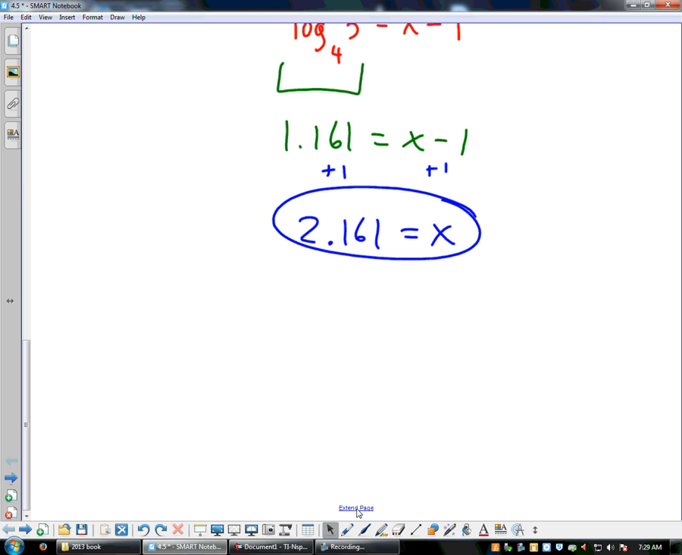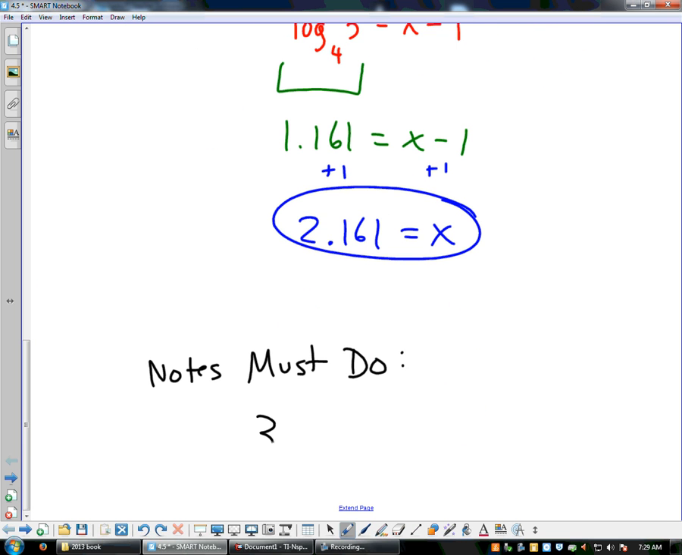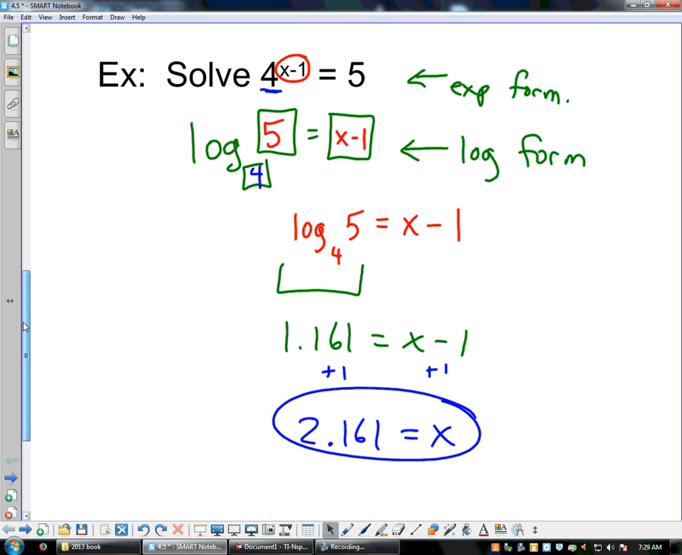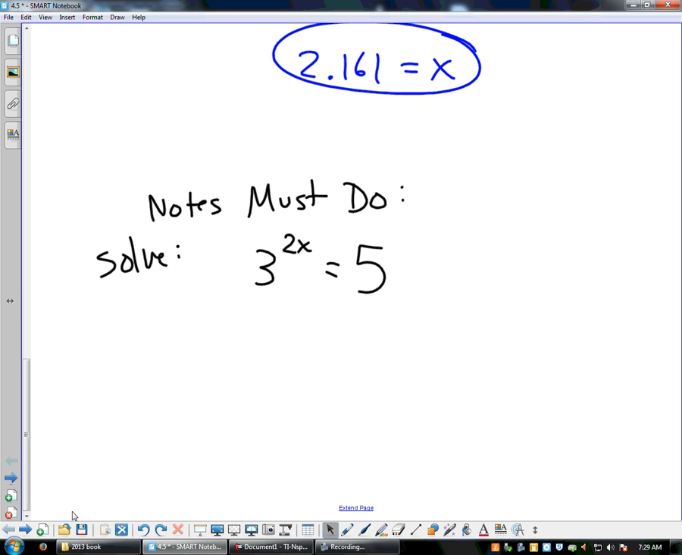So let's pop in a notes must do right here. For this notes must do, let's have you solve a problem that's similar to this one. Let's have you do 3 raised to the 2x equaling 5. Okay, so I would like you to solve this one, 3 raised to the 2x equals 5. And again, you're going to need to do that by rewriting in log form like we did in this previous example, and then using your calculator because it's not going to turn out to be something nice. All right, so that's your first notes must do.